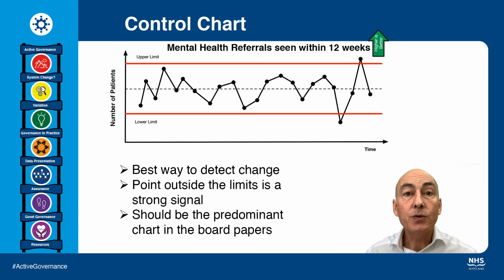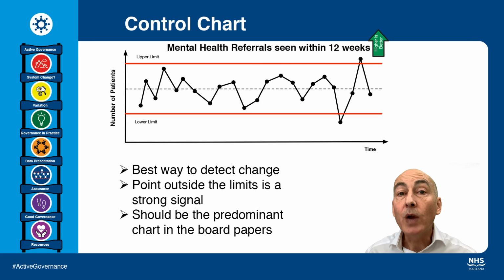And last, but by no means least, the control chart. The single best way of detecting change within your system, which is why it should be the dominant chart within your board papers. It's simply a plot of the data with respect to time, in many respects very similar to the line or run chart, but we add upper and lower control limits, shown in this example by the red lines. So this is mental health referrals within 12 weeks.